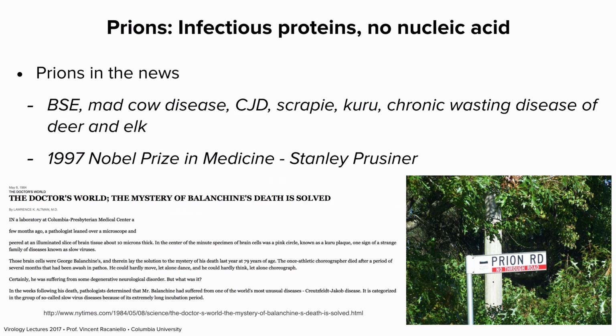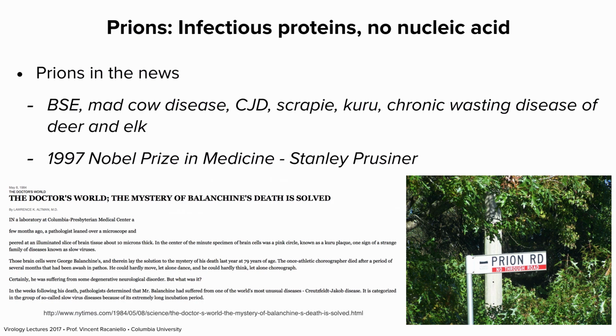Mad cow disease was in the news. It's actually often in the news. We'll talk about that. Creutzfeldt-Jakob disease, Scrapie, Kuru, chronic wasting disease of deer and elk now is being more and more written about. The 1997 Nobel Prize in Medicine went to Stanley Prusiner for discovering these. And of course, probably the most famous death by Creutzfeldt-Jakob is George Balanchine.